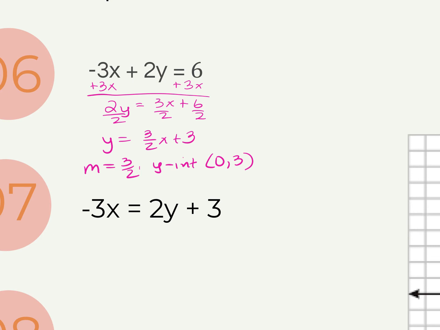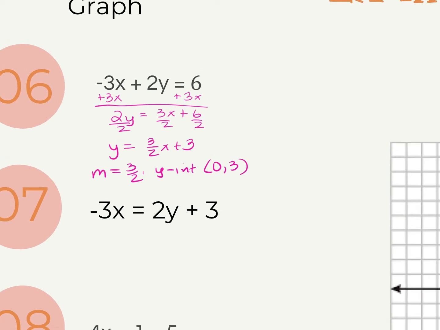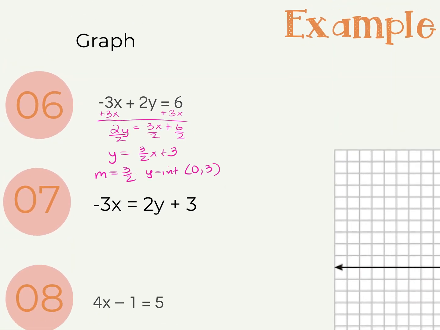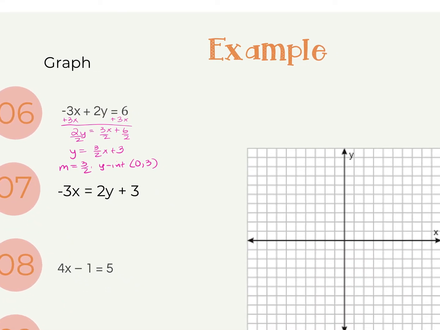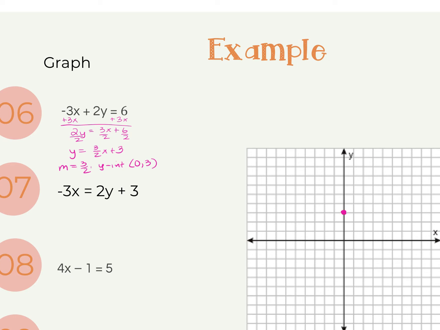So if you were to graph this, what you would do is put your first point on 3 on the y-axis, and from that, you're going to rise 3 and run 2. And then connect your points and graph your line.